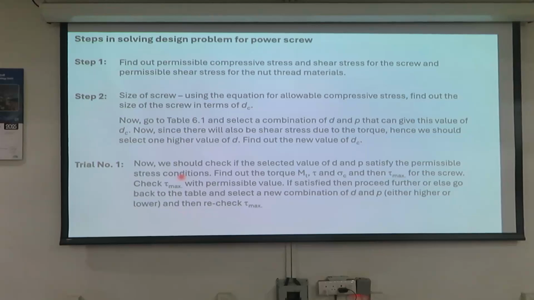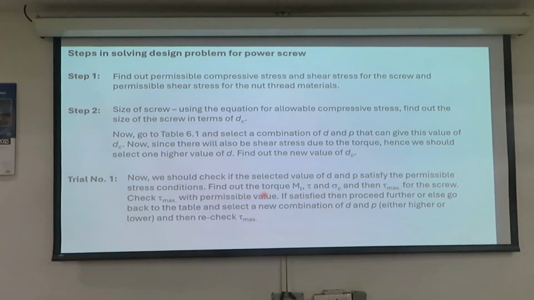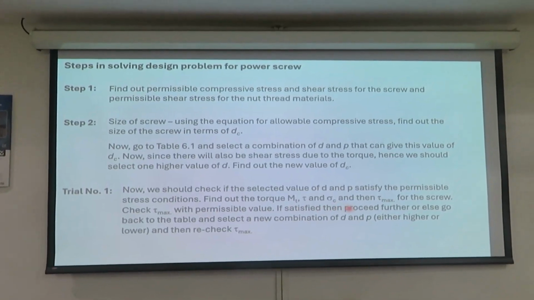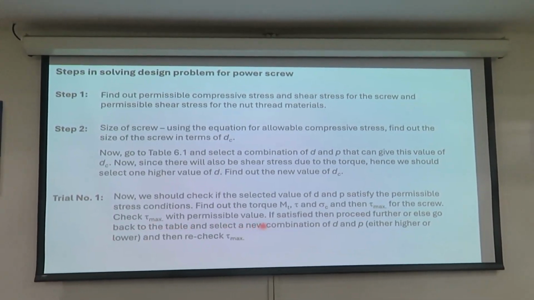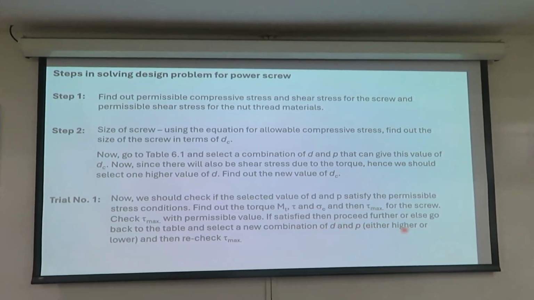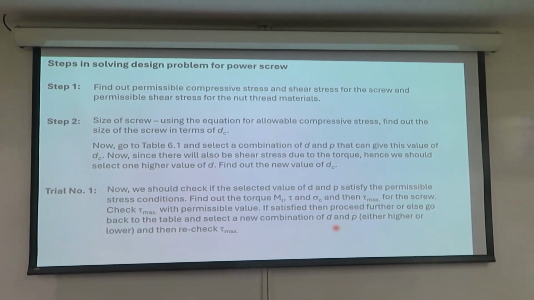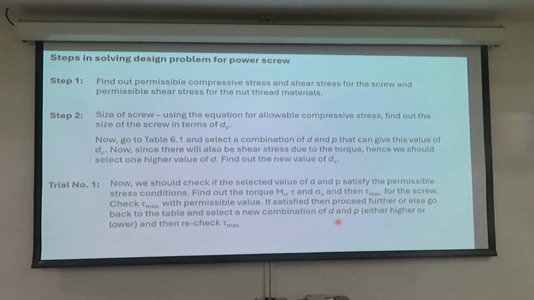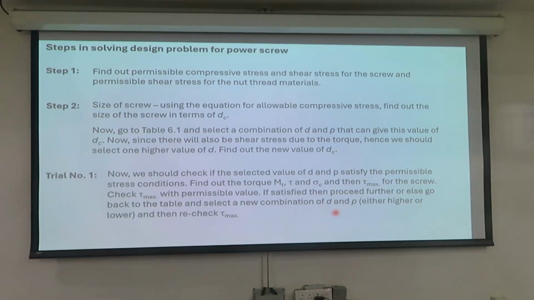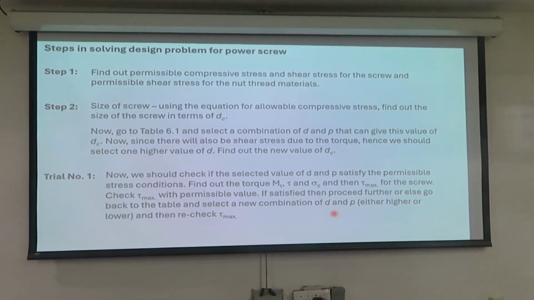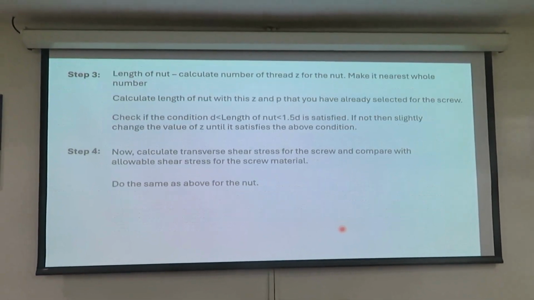Then trial 1: now we should check if the selected values of D and P satisfy the permissible stress condition. Find out the torque, tau and sigma C, and then tau max for the screw. Check tau max with the permissible value. If satisfied, then proceed further, or else go back to the table and select a new combination. Let's say the stress that is coming is more than the allowable stress, so that means you have under-designed it, so you go for one higher. Or if the difference is too much, then you go for one lower. But again, there is a lot of going back and forth in this case.